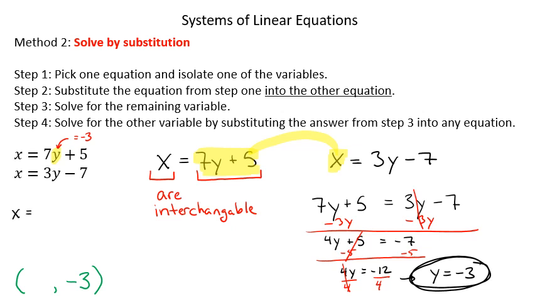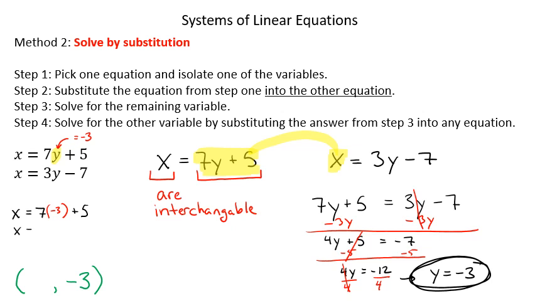So x is equal to 7y plus 5. Well, y is now -3. Remember, these variables, they are temporary placeholders for numbers. Temporary is the key word there. We use the letter x and y until we figure out what x and y is. We figured out what y is. Y is -3, so we can replace the y with a -3.